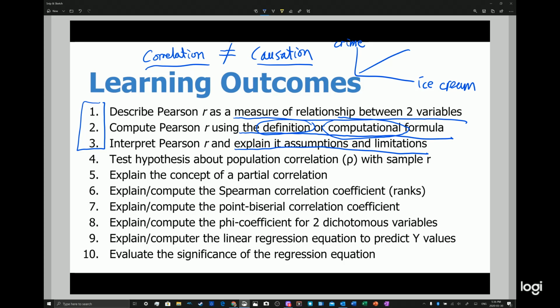Your next outcomes would be testing the hypothesis of whether two variables are related or correlated to each other. We're going to look at other ways of measuring correlation using the Spearman correlation coefficient, the point biserial correlation coefficient, or the phi coefficient for two dichotomous variables.